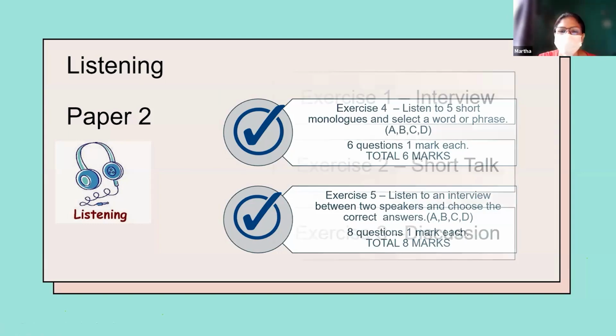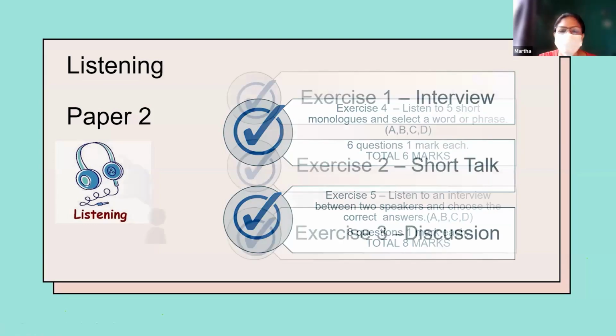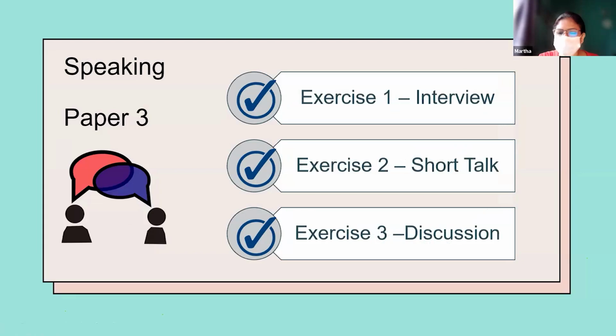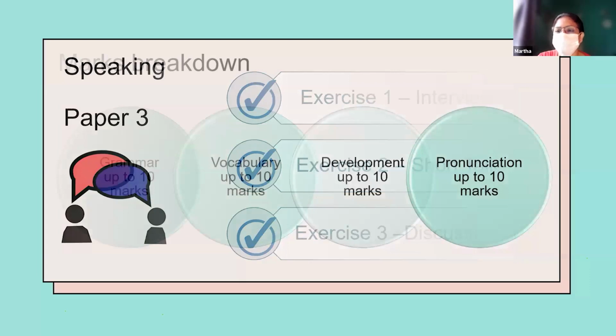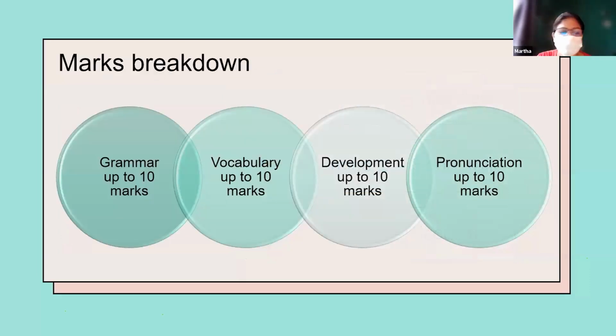And then, of course, we have the speaking component, which is exercise 1, 2, and 3. Exercise 1 is an interview, 2 is a short talk, and then 3 is a discussion. So I know this may sound like a lot of words and things, but we have some example videos in our LMS, so you can refer to that. Okay. So the marks breakdown, this is how they are going to evaluate and award the marks for the students. They are going to have grammar for 10 marks. The 40 marks will actually come from these components: grammar, vocabulary, development, and pronunciation.